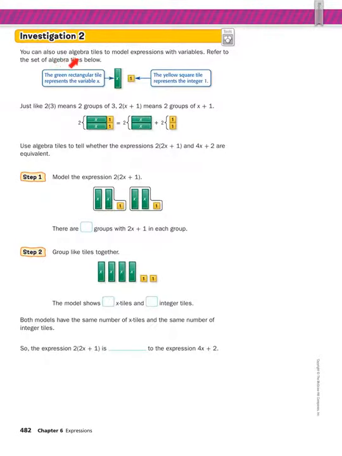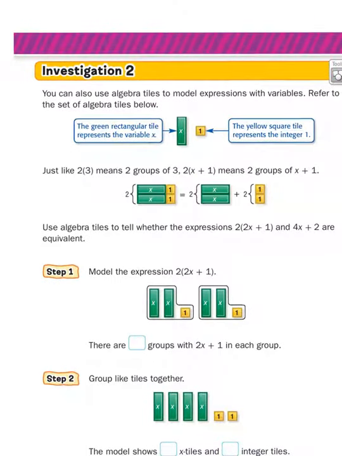It says you can also use algebra tiles to model expressions with variables. Refer to the set of algebra tiles below. This one says the green rectangular tile represents x. The yellow square tile represents the integer 1. So I call these x tiles and 1 tiles. Now, if we go down here, it says just like 2 times 3 means 2 groups of 3, 2 times (x plus 1) means 2 groups of x plus 1. So here's what it means. Here's 2 groups of x plus 1. See our x plus 1, x plus 1.